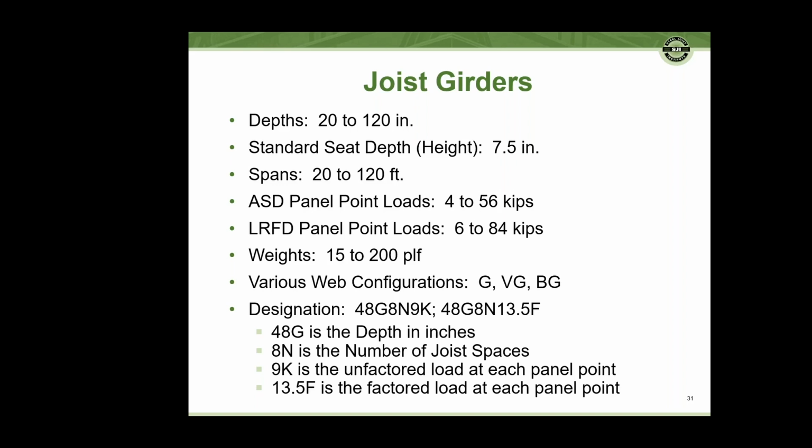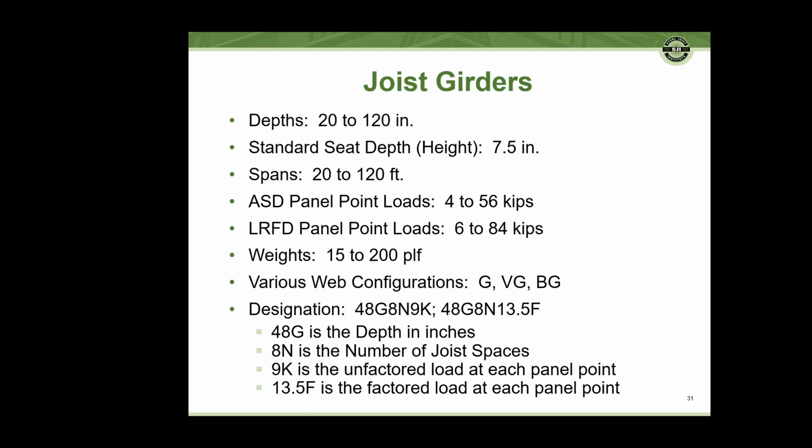The panel point loads can vary from 4 kips up to as much as 56 kips for ASD and 84 kips for LRFD. The self-weight can be as much as 200 PLF. There are some different web configurations that are possible, which are going to be touched on momentarily. And then for the designations, we have the depth, the number of panels, and the kip loading.